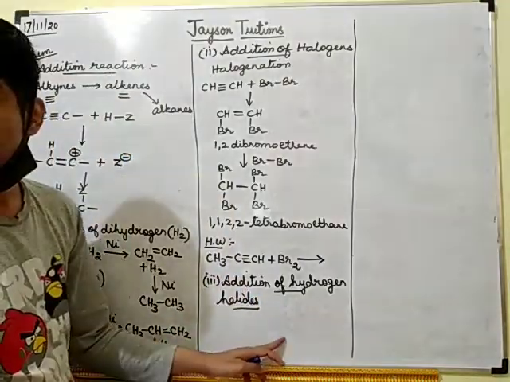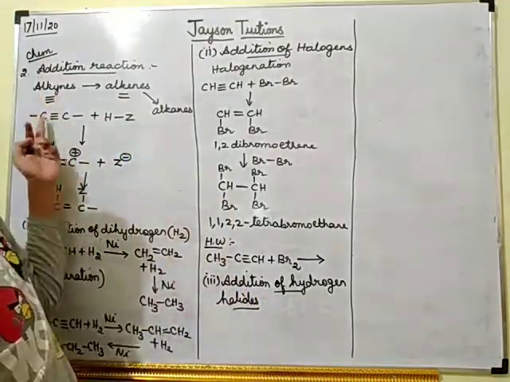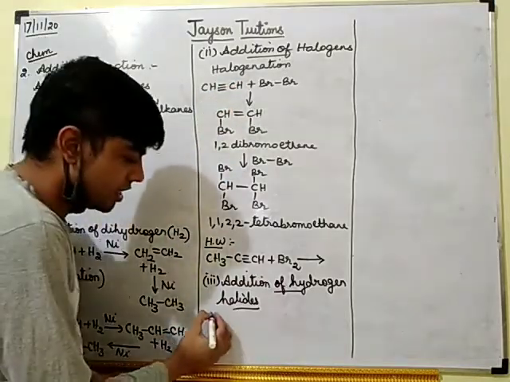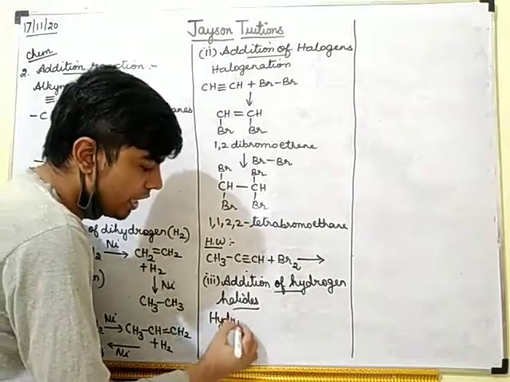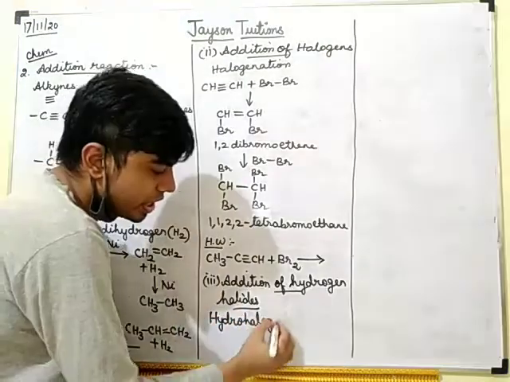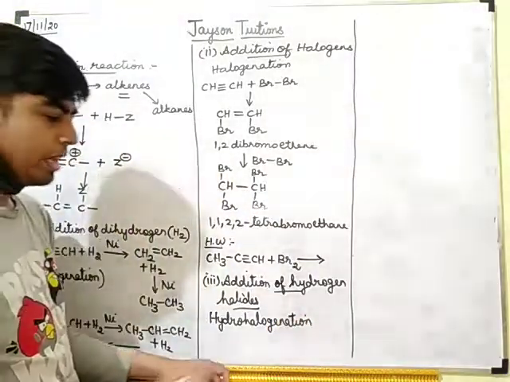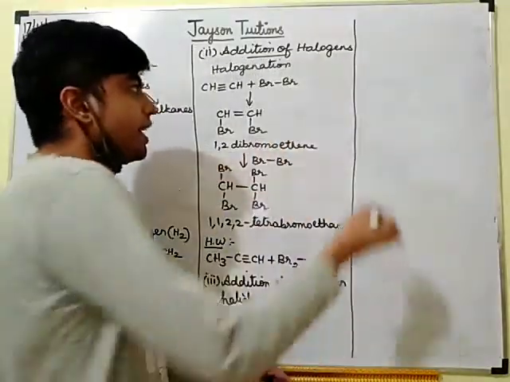So what is that process called? This is hydrogenation, this is halogenation, this one hydrohalogenation. Hydrogen also will be added, halogen also will be added. Okay, so I will take one example.